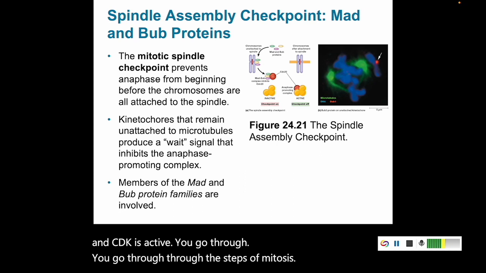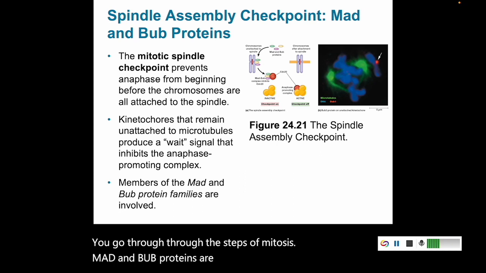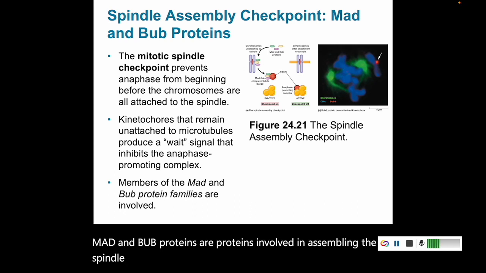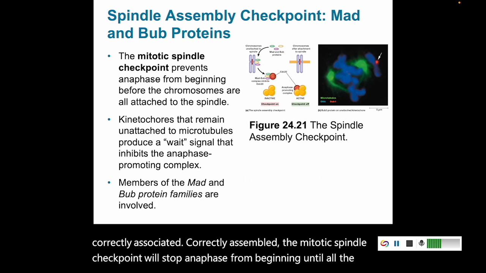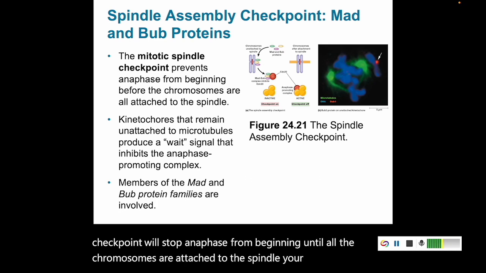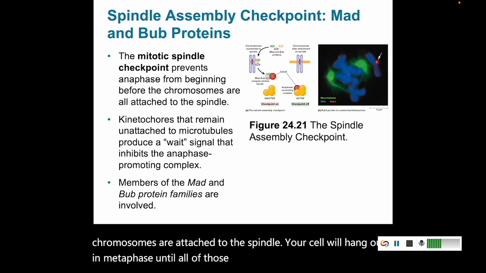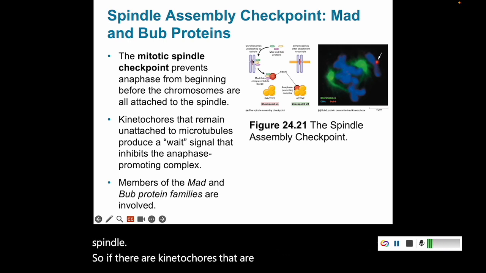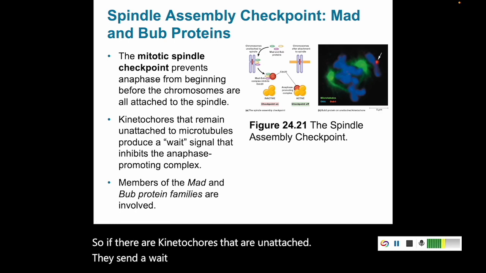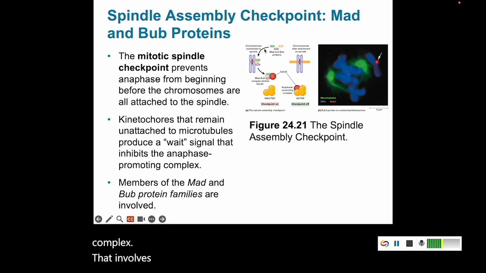Mad and Bub proteins are proteins involved in assembling the spindle and checking that the spindle has been correctly assembled. The mitotic spindle checkpoint will stop anaphase from beginning until all the chromosomes are attached to the spindle. Your cell will hang out in metaphase until all of those chromosomes are attached. So if there are kinetochores that are unattached, they send a wait signal that inhibits the anaphase promoting complex. That involves these Mad and Bub proteins.